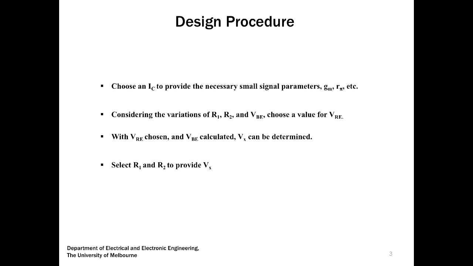Design procedure. So how to design? Choose an IC to provide the necessary small signal parameters like gm, rPi, because IC determines gm and rPi. Considering the variation of R1, R2 and VB, choose a value for VRE. I am talking about biasing with emitter degeneration. When VRE is chosen, VB is calculated, and Vx can be determined. Select R1 and R2 to provide Vx. When you read this now, maybe you will think it does not make much sense.